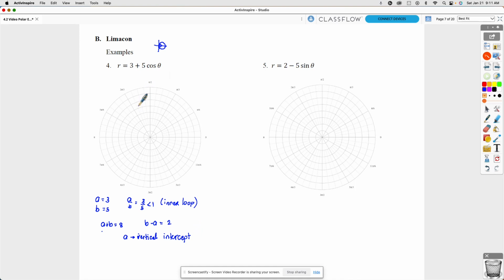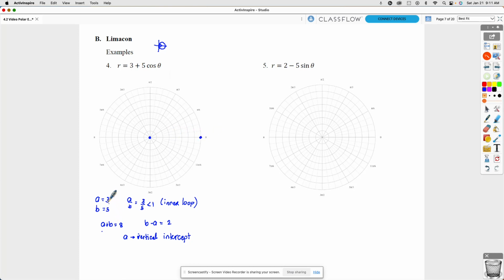Okay, so let's plot these points. So we have the pole, okay? And then we have the maximum, the 8, that's the a plus b. So 1, 2, 3, 4, 5, 6, 7, 8.